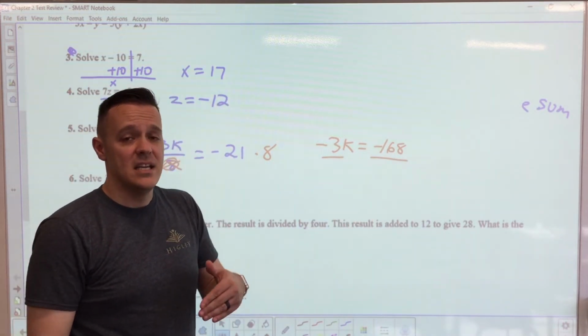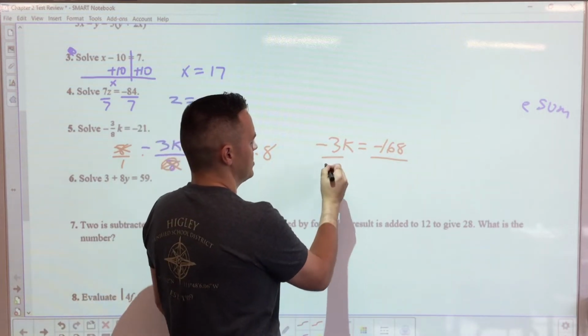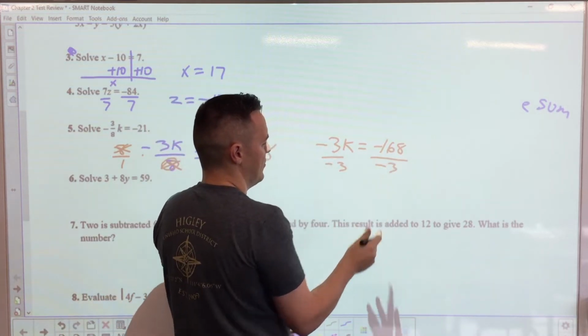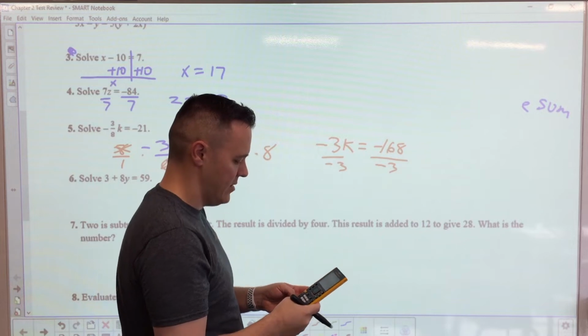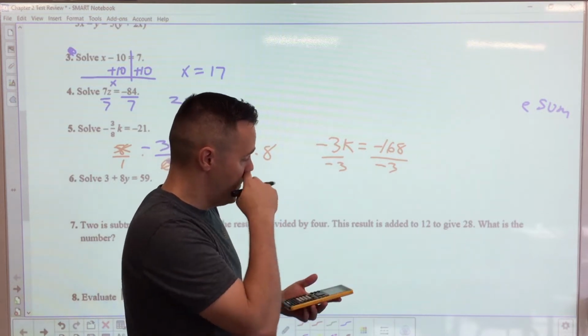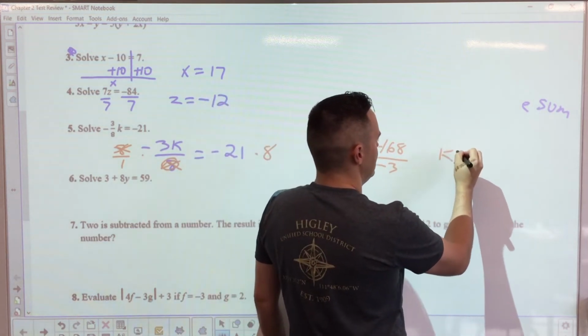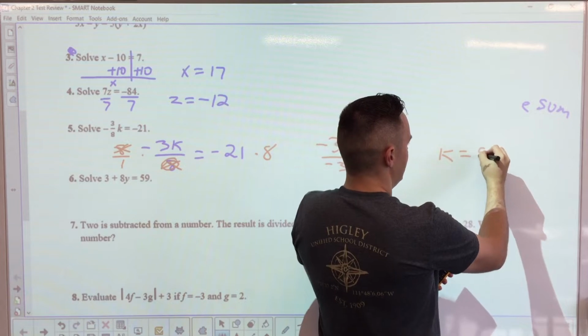Remember, when you're dividing, take the negativity with you away from the variable, or away from the exponent, sorry. So it'd be negative 3, negative 3. Now, if you put that in a calculator, make sure you enter it correctly. But remember, a negative times a negative is going to be a positive. So k in this case is 56.